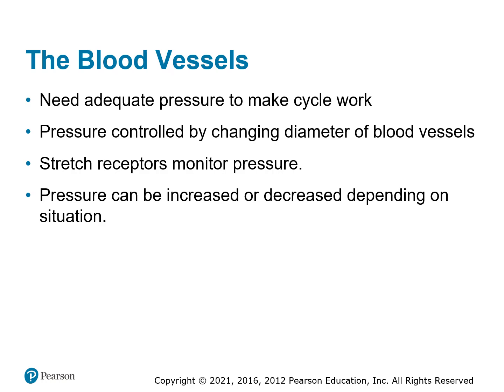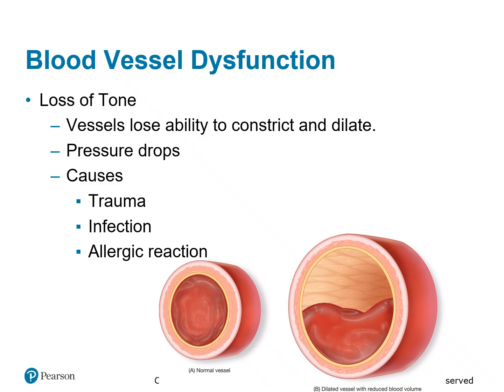So the blood vessels need adequate pressure to make the cycle work. The pressure is controlled by the diameter of the blood vessels. And stretch receptors monitor pressure. They're called baroreceptors, like barometer. It measures pressure. So a baroreceptor is a stretch receptor that measures the pressure in the arteries, and it can increase or decrease depending on the body's needs. So sometimes we get that constriction, sometimes we get that dilation.